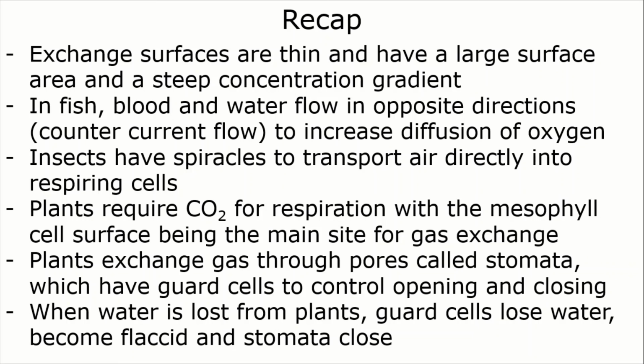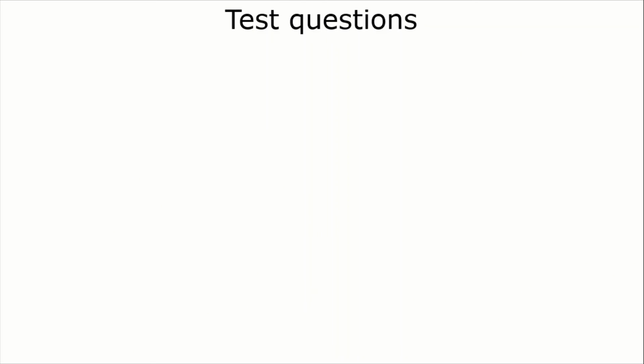We've also learned that plants exchange gas through pores called stomata, and these have guard cells which control the opening and closing of these stomata, and that when water is lost from plants, guard cells will lose water from the inside of the cell, they'll become flaccid, and the stomata will close. So now that we've covered this, let's have a go at some test questions.